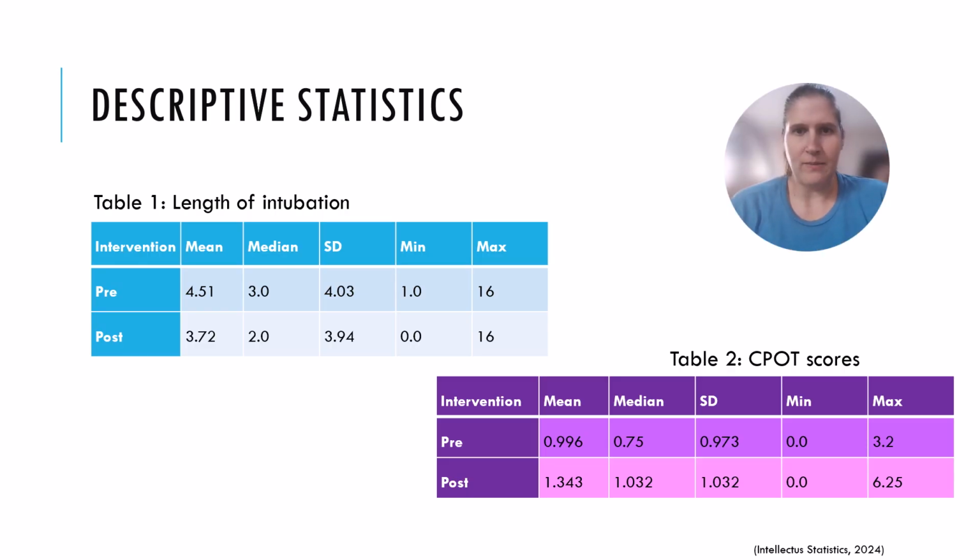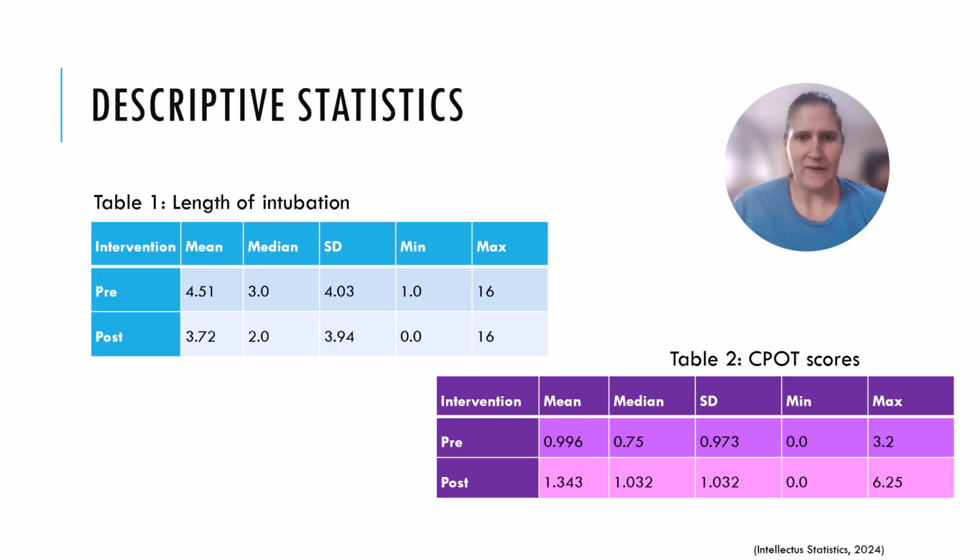Table 1 compares the descriptive analysis for the length of intubation before and after standardizing the CPOT. It shows the average length of intubation from the 6 weeks before standardizing the CPOT and the 6 weeks after the project was run. In the 6 weeks before the standardization of the CPOT, the average length of intubation was 4.51 days. After the CPOT was standardized, the average length of intubation decreased to 3.72 days. This indicated that the mean and median intubation length decreased after standardizing the CPOT.